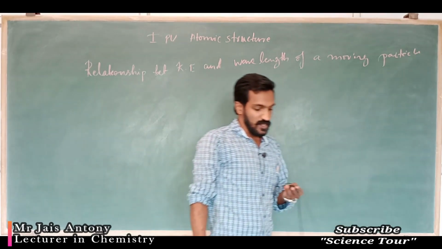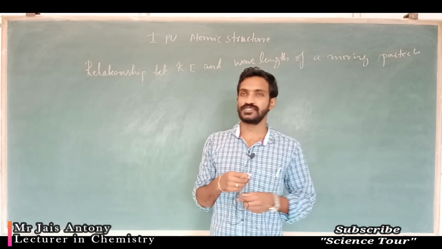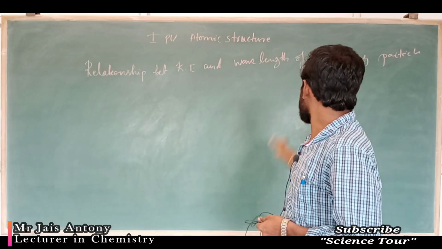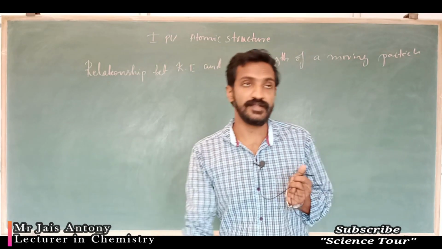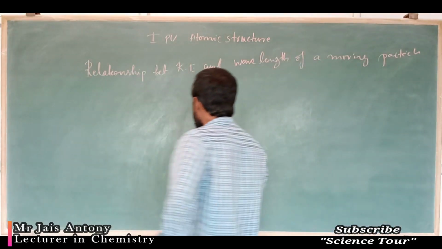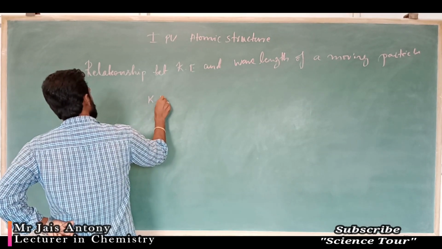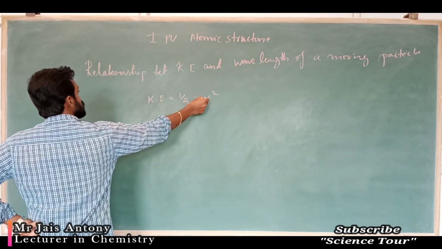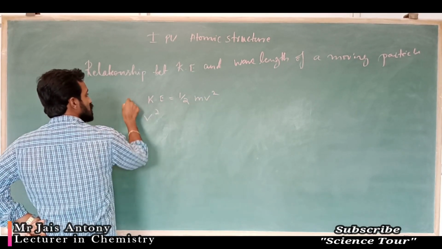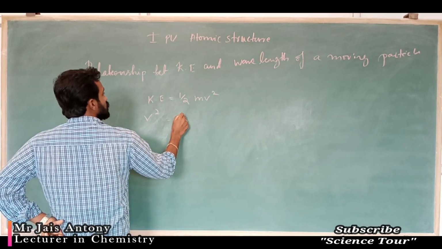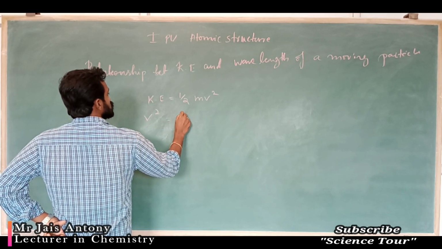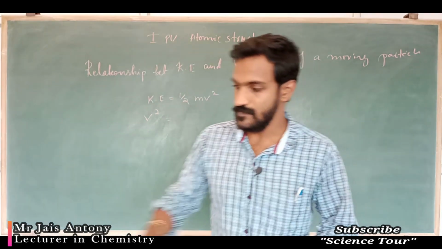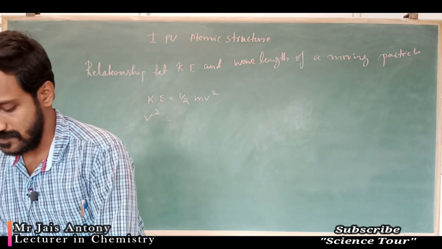Okay, dear students, now we are going to study the relationship between kinetic energy and wavelength of a moving particle. So we know what kinetic energy is. Kinetic energy is nothing but half mv square. So I will rearrange this equation. I will take v square to this side.